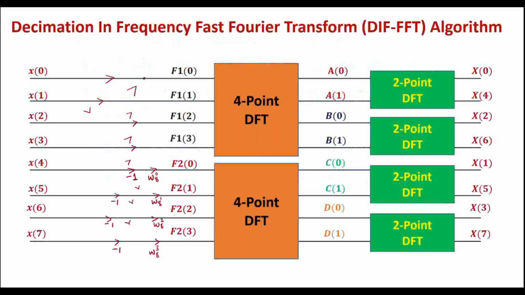So these are the outputs of the first 4-point DFT stage. Now we'll consider the second 4-point DFT stage outputs. Here the outputs are c of 0, c of 1, d of 0, and d of 1. c of 0 will be equal to f2 of 0 plus f2 of 2. Similarly, c of 1 is f2 of 1 plus f2 of 3. Similarly, d of 0 is from f2 of 0 and f2 of 2, and d of 1 is from f2 of 1 and f2 of 3. Now let me write c of 0 and c of 1.